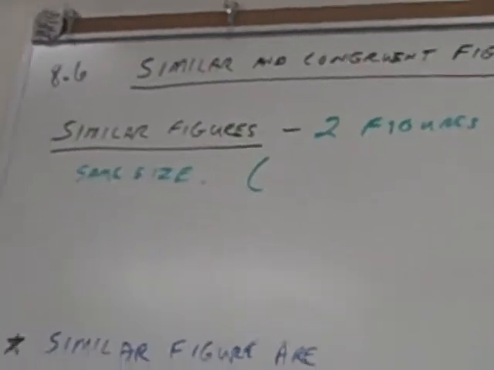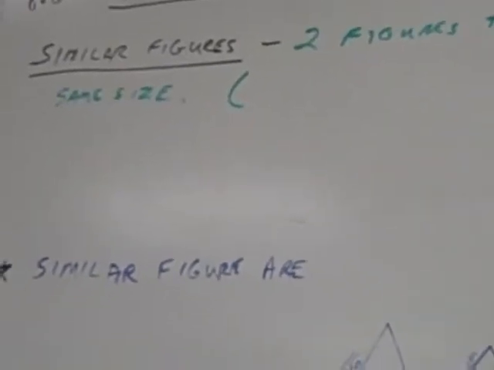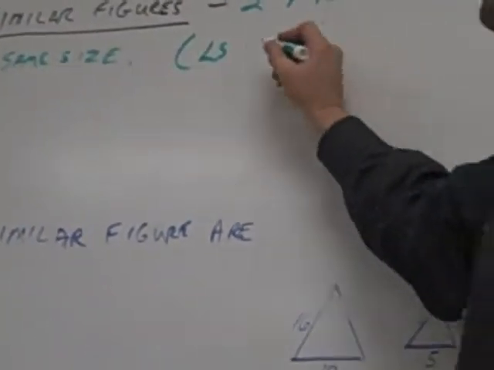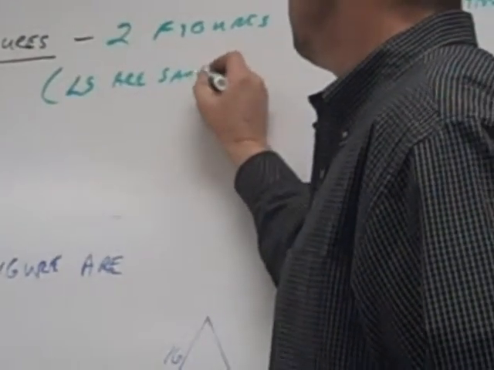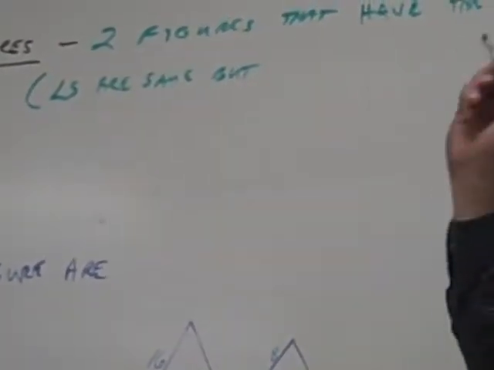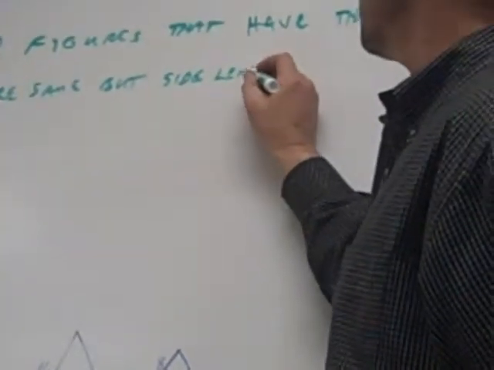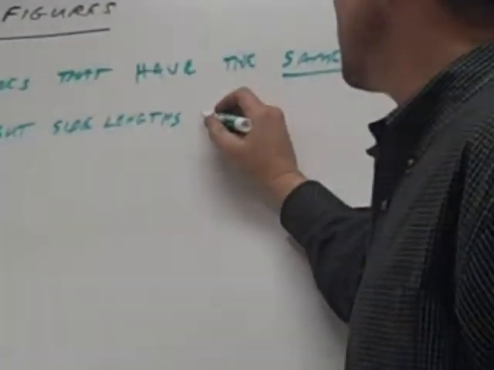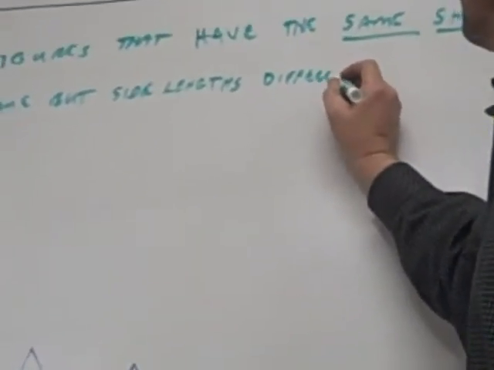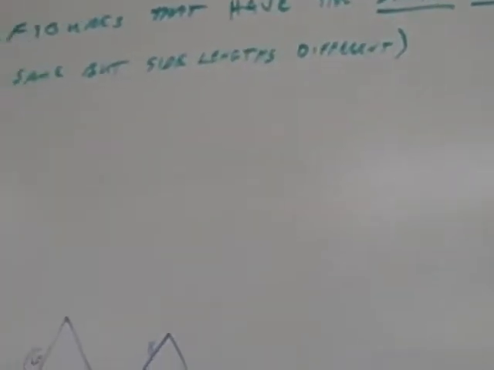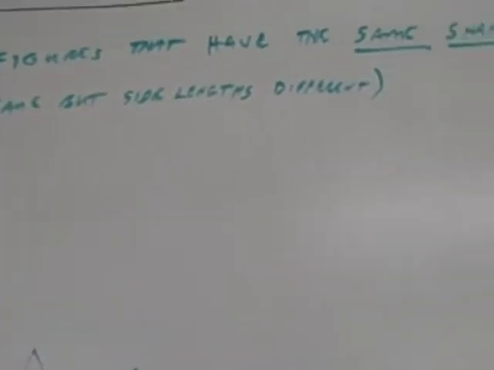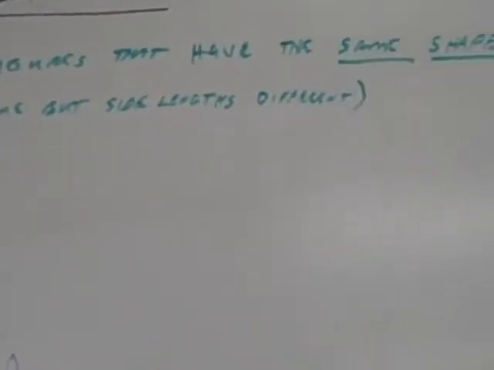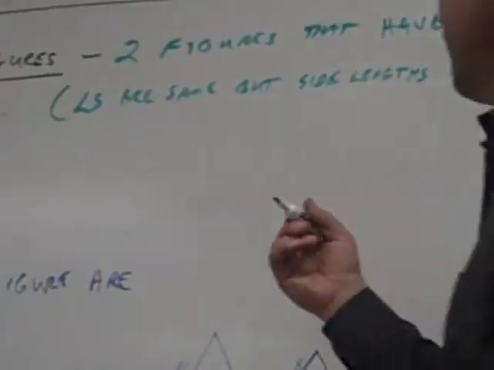Now, put in parentheses, what does that mean geometrically? What we've learned about figures. Angles are the same, but what about the side lengths? Different. When you have similar figures, those angles in the two figures will be the same. That's what makes them alike figures. The problem we have is the lengths of the sides will be different. In other words, one is a miniature of the other. They look the same, but one's a miniature.